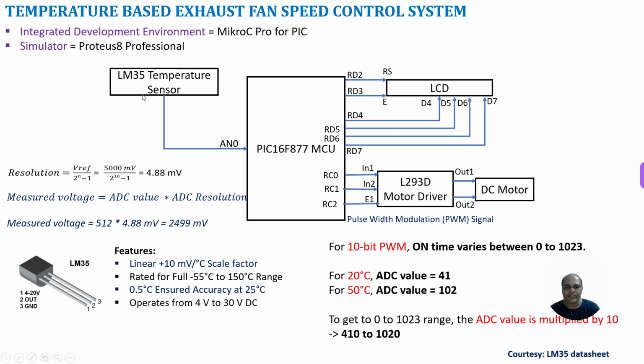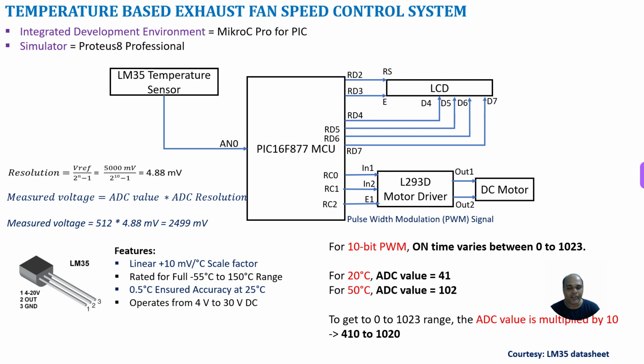And the temperature sensor LM35 has 3 terminals. Pin number 1 is the supply voltage, pin number 2 is the output voltage which varies with respect to the measured temperature, and pin number 3 is your ground line. This LM35 has a linear plus 10 millivolt per degree centigrade scale factor. For every 1 degree Celsius variation, it will produce 10 millivolt as an output variation.